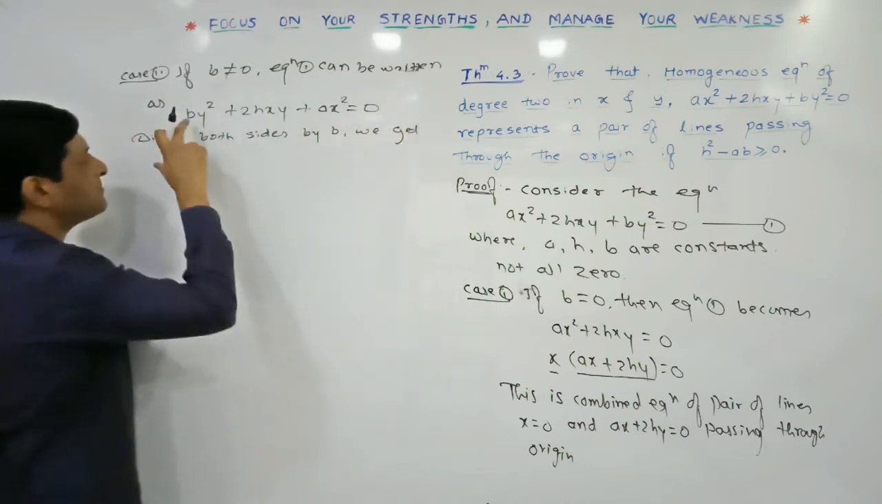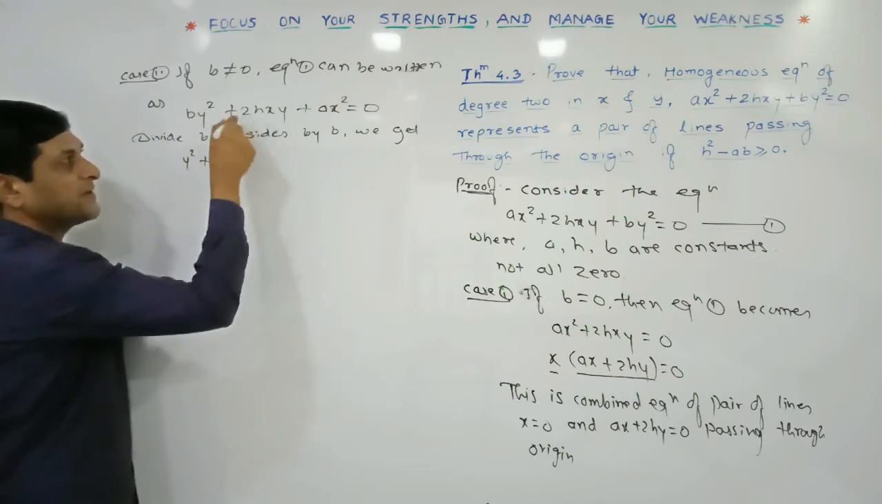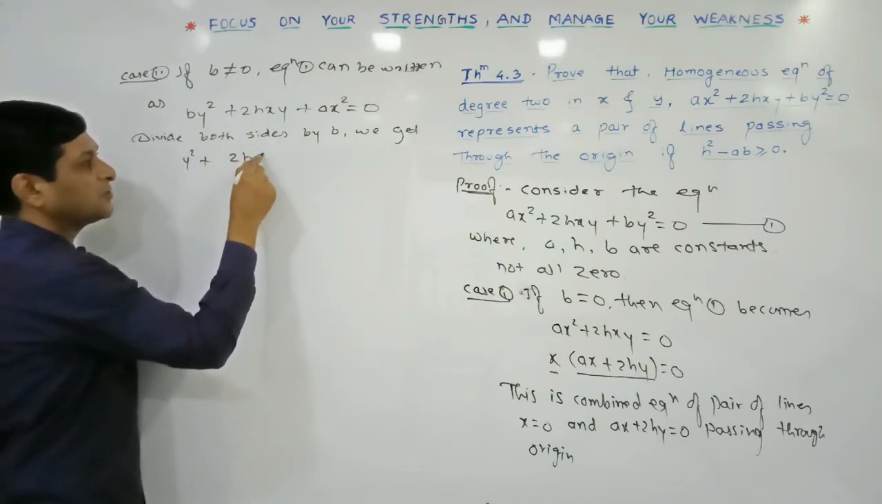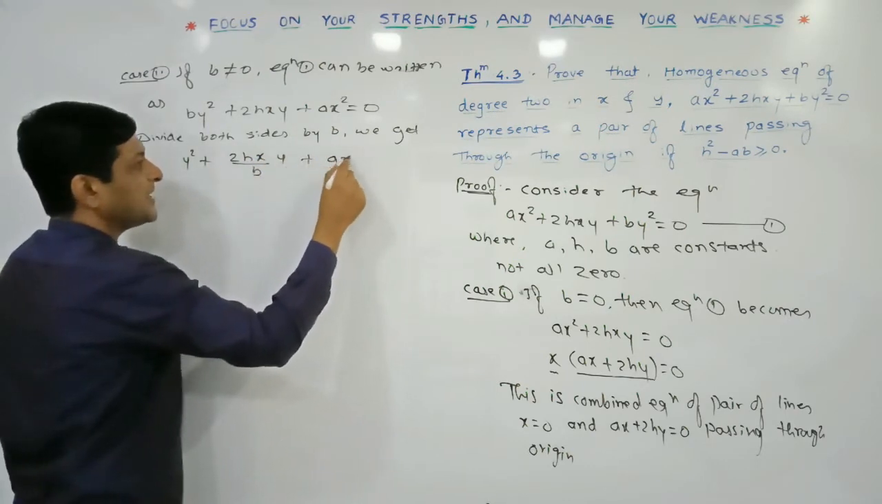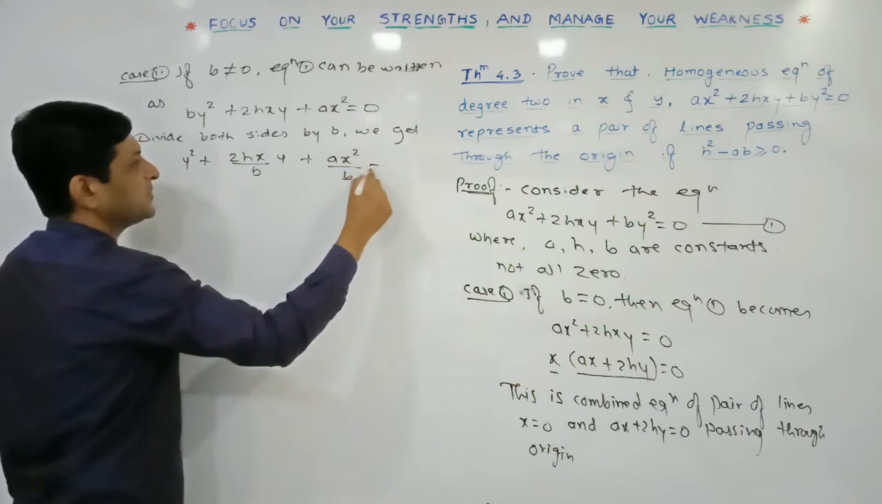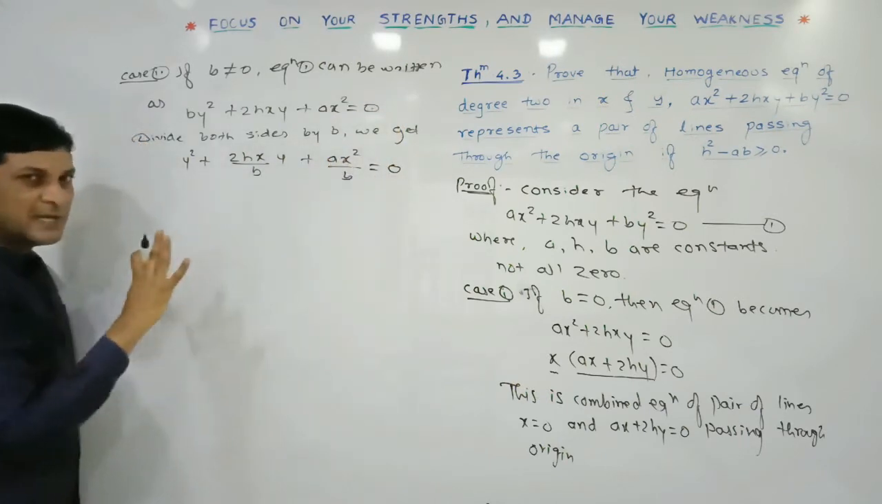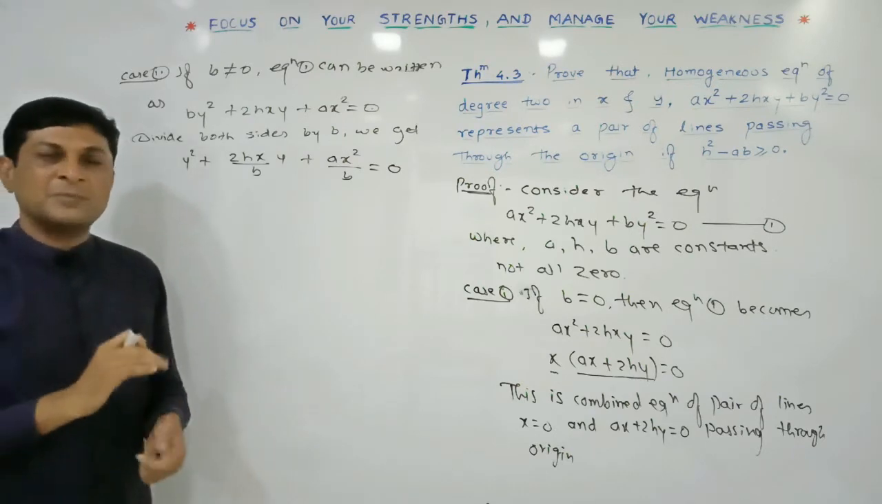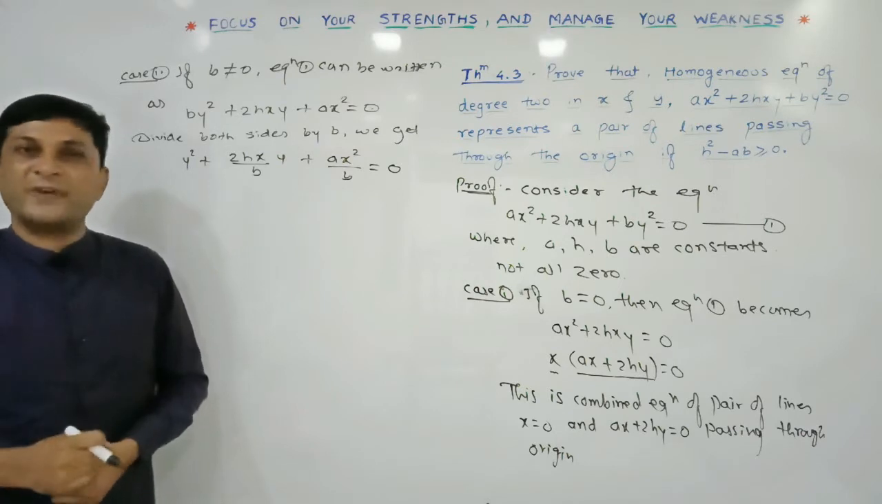If I am dividing by b, here b and b will get cancelled, the remaining term is y square, plus here dividing by b we will get 2hy upon b, plus here we will get ax square upon b. Just simply we are dividing both sides by b, and 0 upon b will be equal to 0. This result we have got just by simply dividing both sides by b. Now try to understand the next step very carefully.